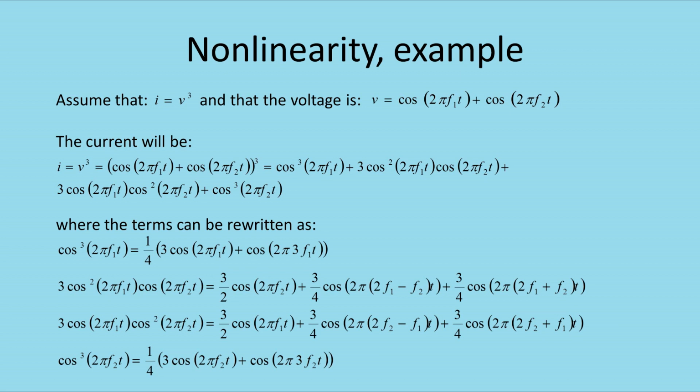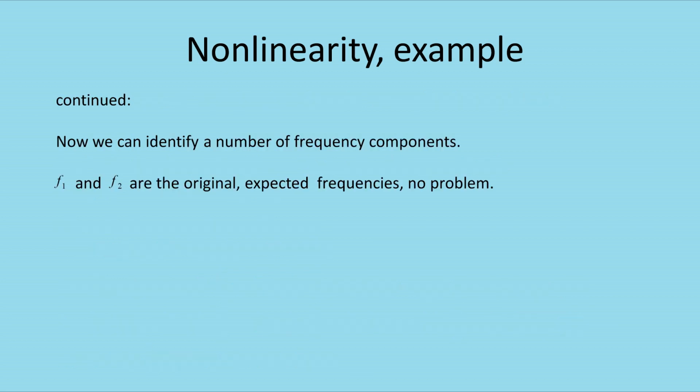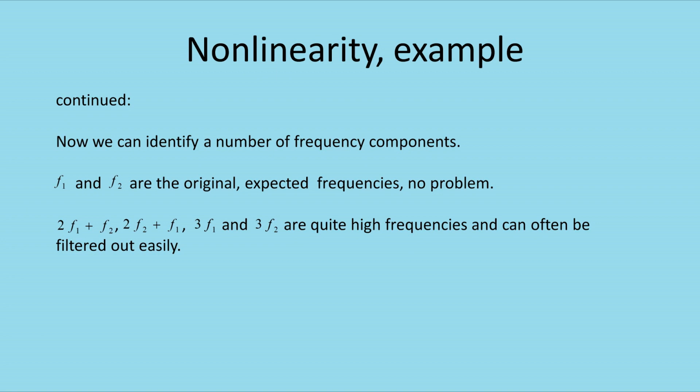Now we can see that there is a number of new frequency components present. First of all, we find the frequency components F1 and F2, the original and desired ones. We also obtain some new frequency components, 2 times F1 plus F2, 2 times F2 plus F1, 3 times F1, and 3 times F2. All these signal components have frequencies that are considerably higher than F1 and F2 and can hence be filtered out. In most cases, these signal components do not cause any problems.